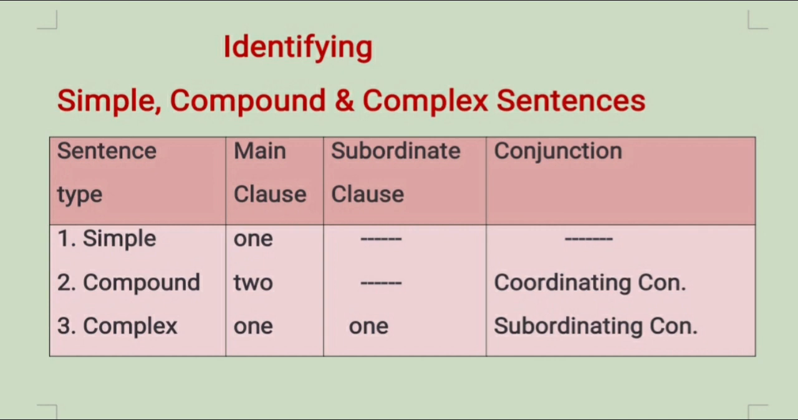Identifying simple, compound, and complex sentences. As per the sentence structure, there are three types of sentences: simple, compound, and complex sentences. See the given table. In a simple sentence, there is only one main clause. There is no other subordinate clause, or there is no need of any conjunction. A compound sentence contains two main clauses. These two main clauses are joined by coordinating conjunction. In a complex sentence, there is a main clause and a subordinate clause. These two clauses are joined by subordinating conjunction.